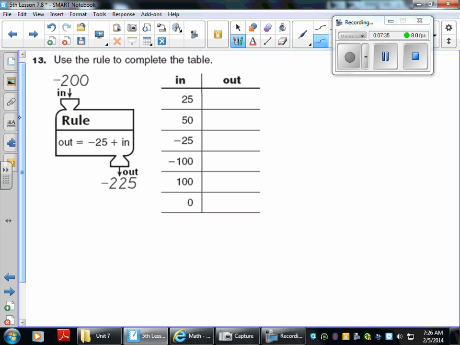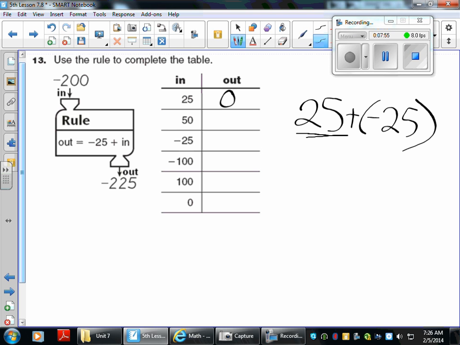So if I would put 25 into this rule machine, I would go back 25, leaving my first answer as 0. They're trying to show that it's 25 plus -25. That's our rule, like we've been working on. I have $25 in the positive, $25 that I actually have. I owe 25, which would cancel out and give me an answer of 0.